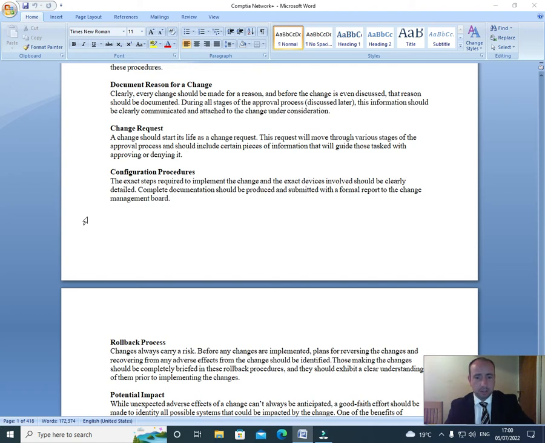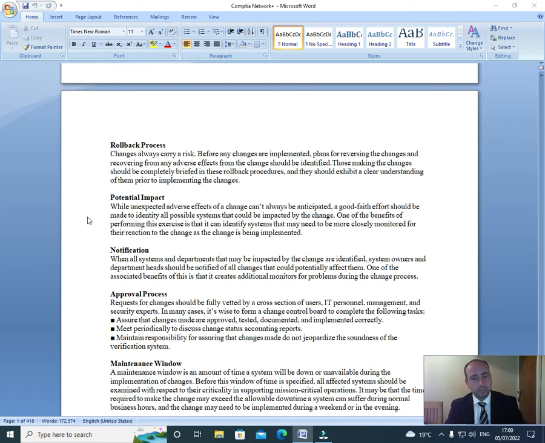Configuration procedures. The exact steps required to implement the change and the exact devices involved should be clearly detailed. Complete documentation should be produced and submitted with a formal report to the Change Management Board.